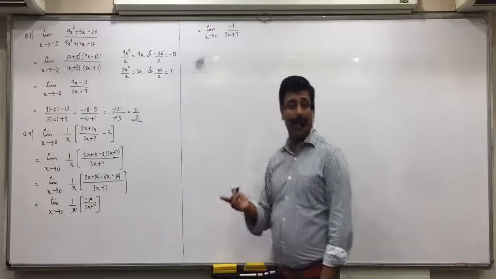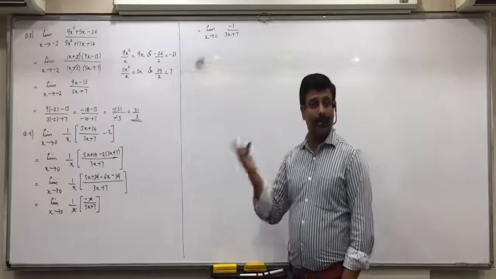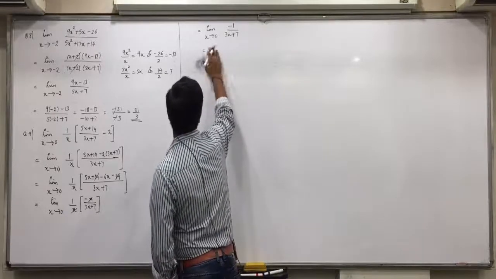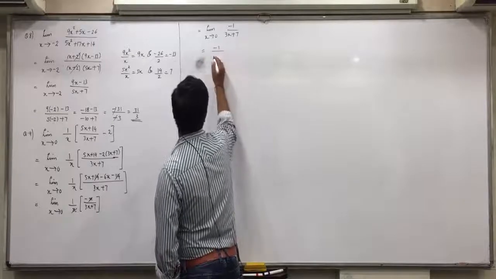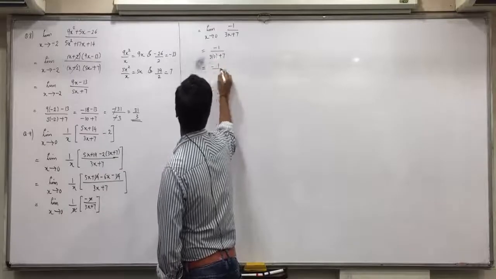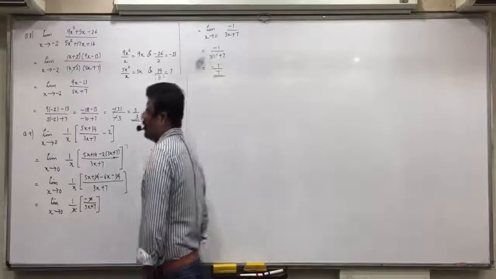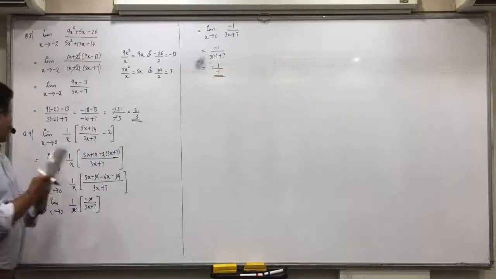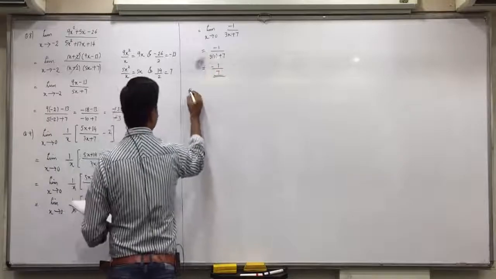Now we have to substitute the value of x. So we will not write limits. Simply minus 1 upon, in x we will substitute 0, plus 7. Minus 1 upon 7. 3 into 0 is 0, 0 plus 7 is 7. Are you all able to understand it? Question 10.